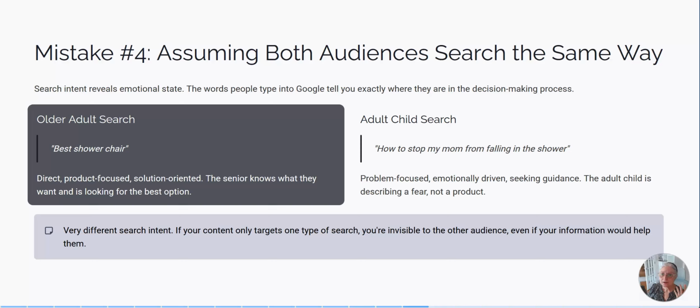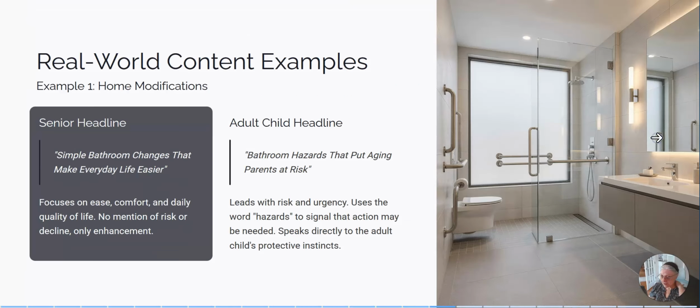So you don't want to address your content to just best shower chair. You could say best shower chair for someone with dementia, or these are examples of great shower chairs for someone with Parkinson's. We'll make it more specific. You don't want to make it so generalized, as most seniors tend to search for that way.